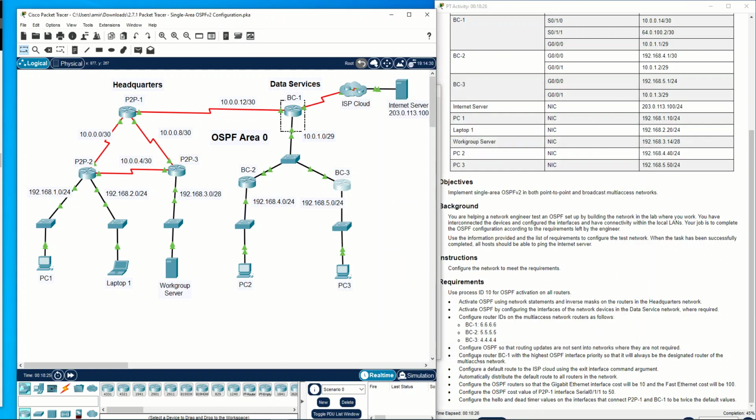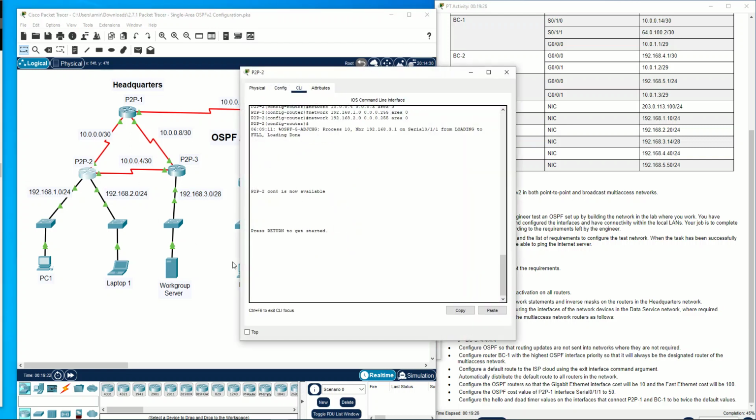Yes. And configure OSPF so that routing updates are not sent into networks where they are not required. Okay. What is this? We should activate passive interface. Why? Because we have some devices like PC1, PC2, PC3, workgroup server, laptop 1. It doesn't need to have advertisement from other routers because they cannot participate in layer 3. And in this situation, it doesn't need to send packets and information and the routing protocol to them because they cannot recognize that.